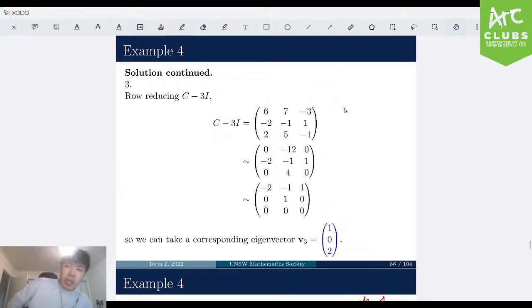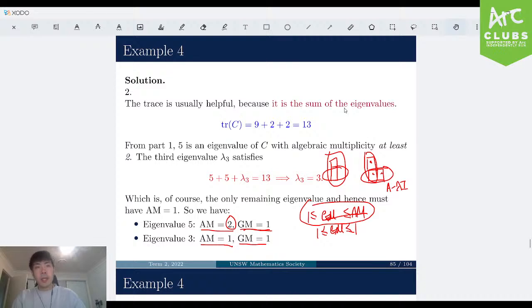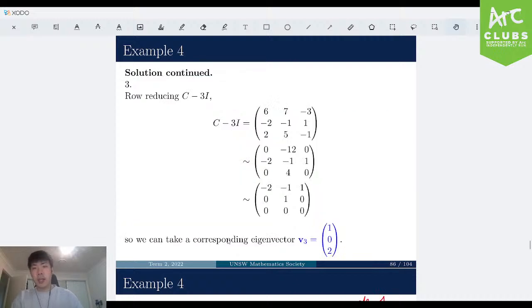We now also have to do the Jordan chain process on eigenvalue 3, but it's really easy. Since its AM is only 1, we know that it must just be a Jordan chain of size 1. But a Jordan chain of size 1 just means that C minus 3I to the power of 1 times some vector brings us immediately back to the 0 vector. Or in other words, 3 is simply an eigenvalue, and we just want to find an eigenvector. That's it. So if we row reduce C minus 3I, we get to here.